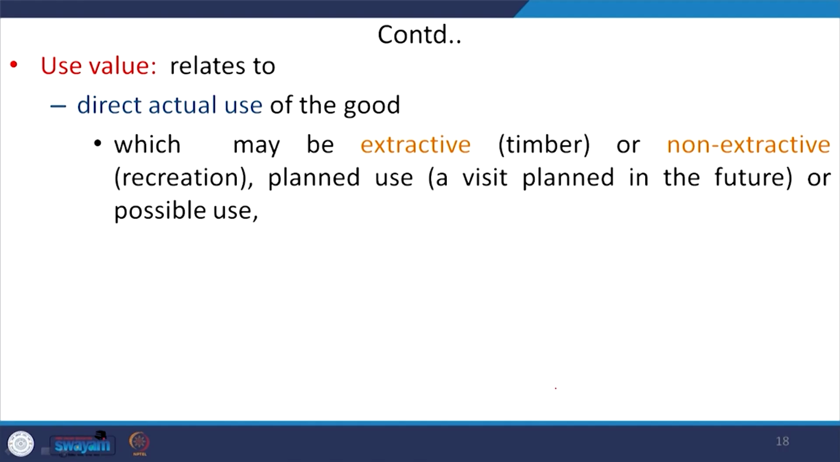For example, let us talk about a forest system. From the forest you are extracting timber. When you are extracting the timber, the timber is gone from the forest. So, this is the direct actual use in terms of extraction. This direct actual use can also be non-extractive, because you are directly using it, but you are not extracting any portion of the existing resource.